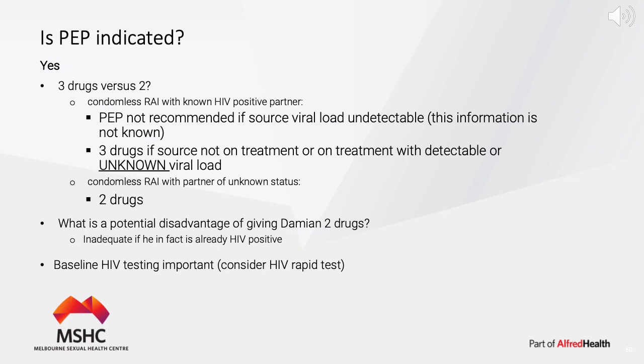What is the potential disadvantage of giving Damian 2 drugs? Damian may actually already be HIV positive, because he last tested more than 3 years ago. And also, if you do not give him 3 drugs and the person that he had sex with has an extremely high viral load, then you're not providing greater levels of protection as you would if you gave 3 drugs compared to 2. You do baseline HIV antibody testing and you consider doing an HIV rapid test. But remember, the HIV rapid test may miss very early HIV seroconversion. So any test that you do for HIV must be coupled with a laboratory evaluation using a fourth generation test.